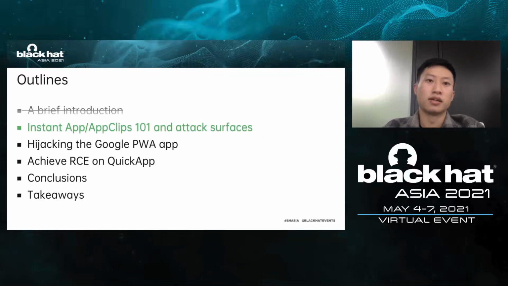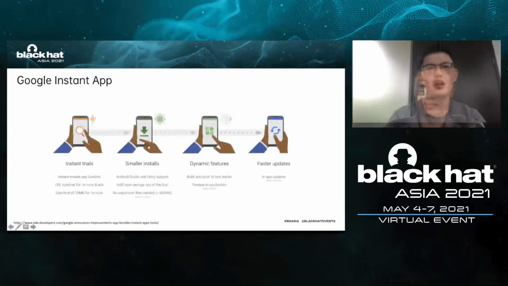Okay, please let my colleague Yiming give you a detailed explanation on Instant App and App Clips. Thanks. I'm going to start by showing Google Instant App. What is Google Instant App? It is an instant trial experience. No need to download the app. In order to achieve the purpose of instant trials, Google has made a limit on the size of the instant app. The size of the application cannot exceed 15 MB. And Google Instant App is based on dynamic features, so it can be updated faster.